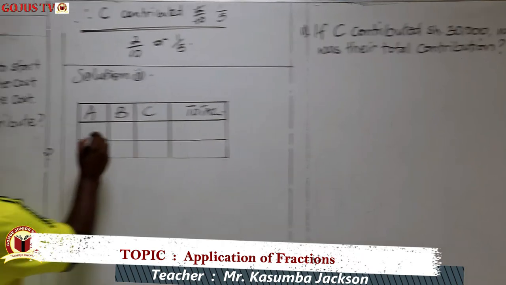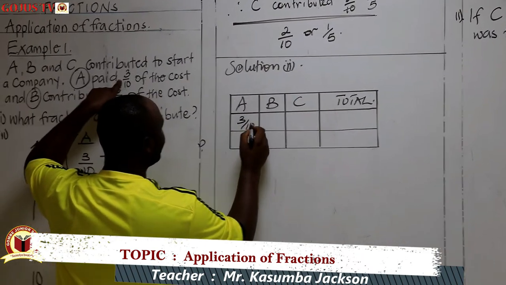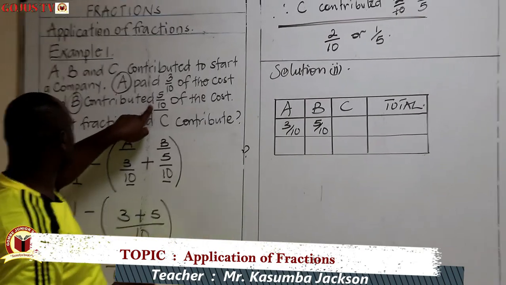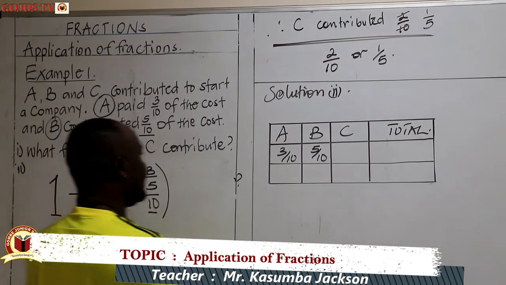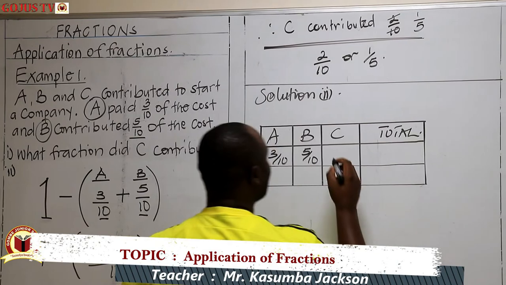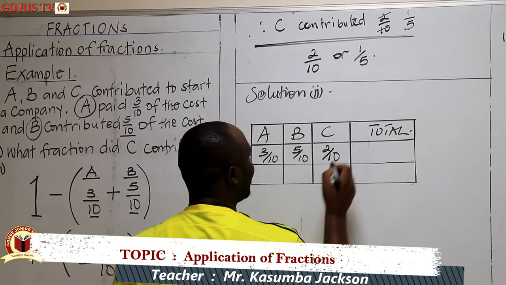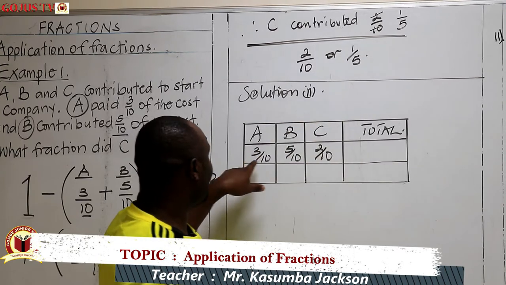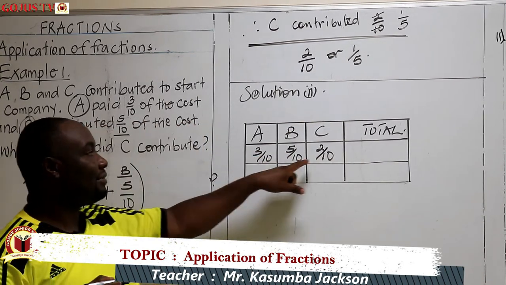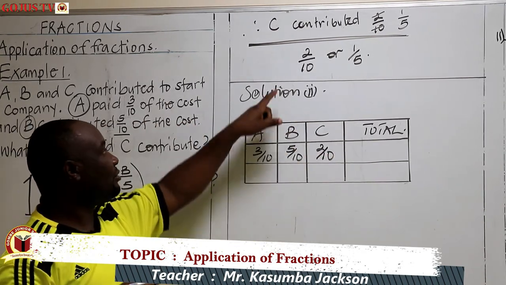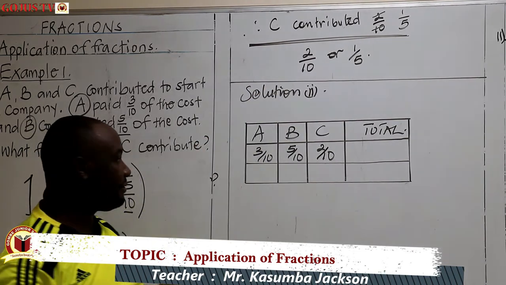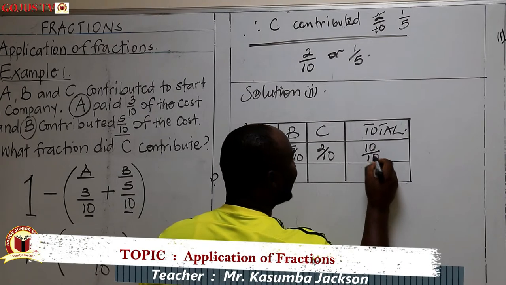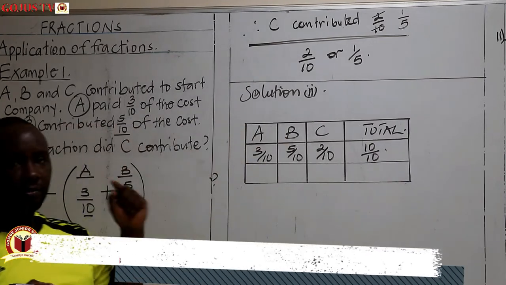A had 3 out of 10. B had 5 out of 10. Then C, we have just discovered that C has 2 out of 10, or 1 out of 5. But because the ones that are in my tables are all having denominator 10, I would prefer taking the unreduced fraction. Then the total will be 10 out of 10 in terms of fraction or one whole.